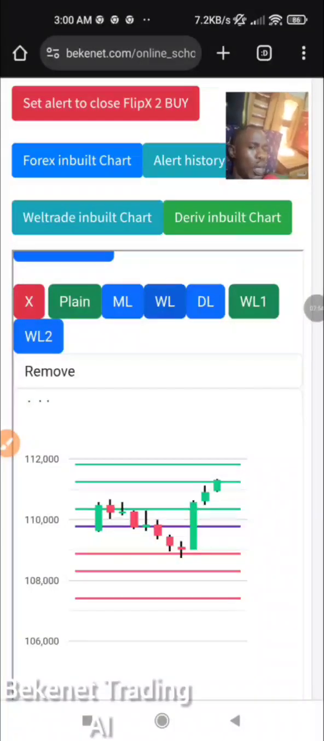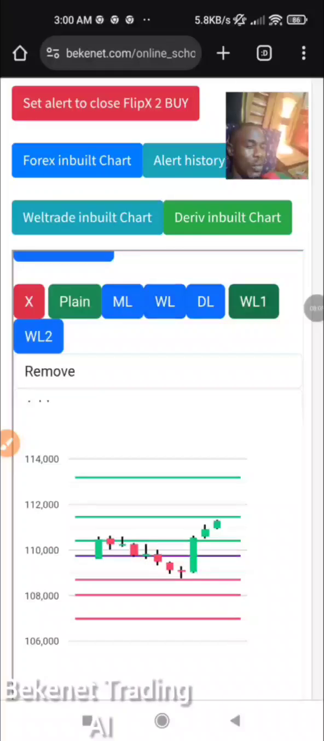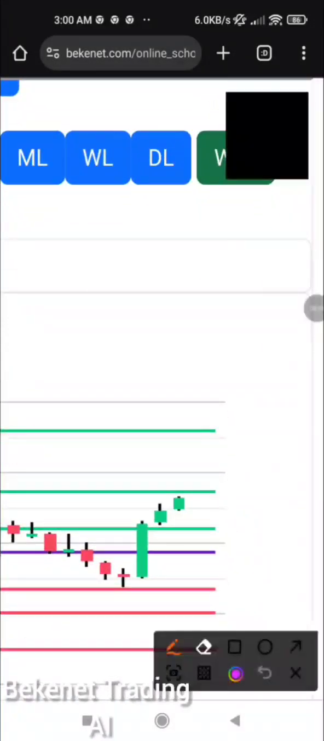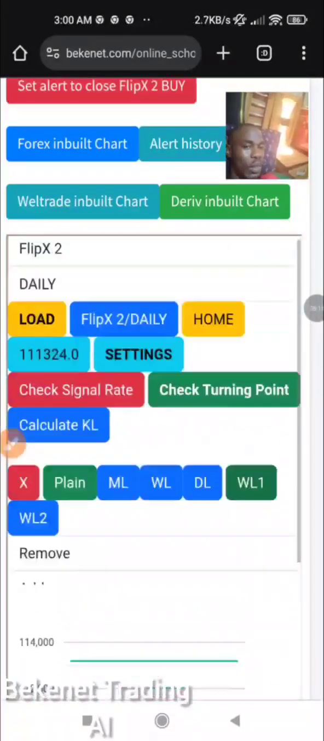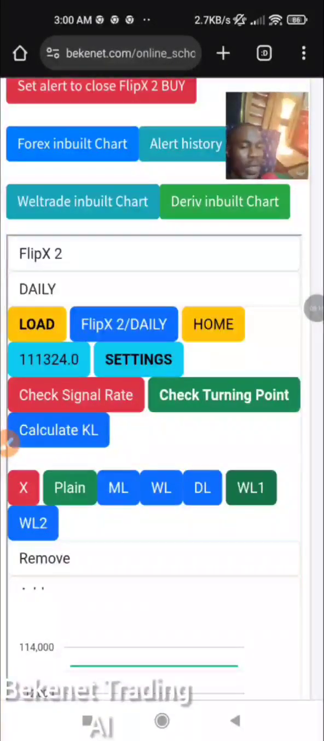So with this key level, you will know what is happening in the market. That is why you see me, my trader, always profit, because I know what is happening in the market with this key level. Do you understand? So you'll be able to trade and trade smart. As you can see, the second one is already close to resistance, so I'm not going to take that risk to take this trade. But for the flip 1, I am already in it because price is far from what? A resistance level. So that is how you take trade with Bekenet Trading Software.